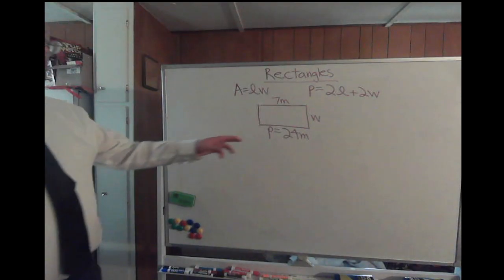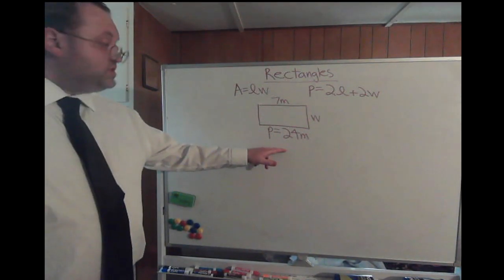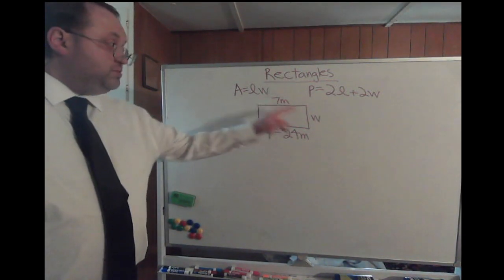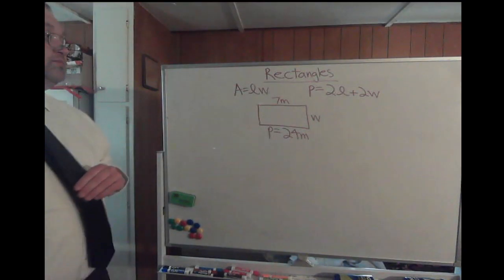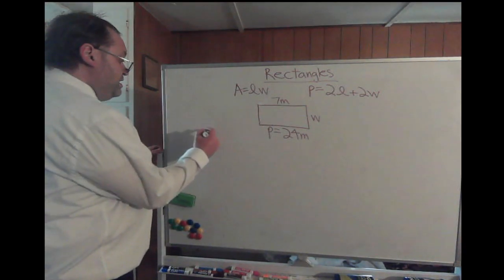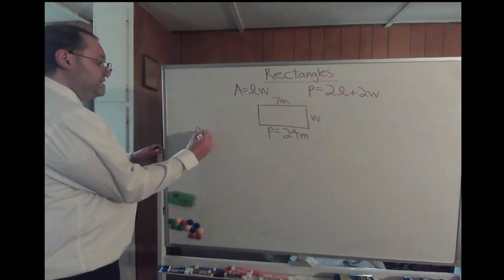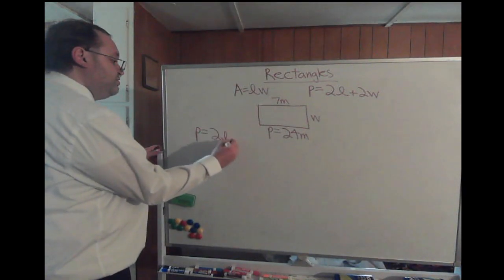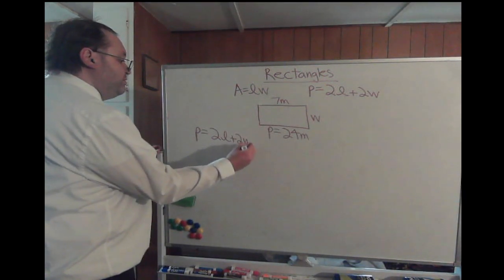So the perimeter of the rectangle is 24 meters. The length is 7 meters. We don't have a clue what the width is though. Well, remember, to find the perimeter of a rectangle, it's going to be twice the length plus twice the width. Right, that's the formula.